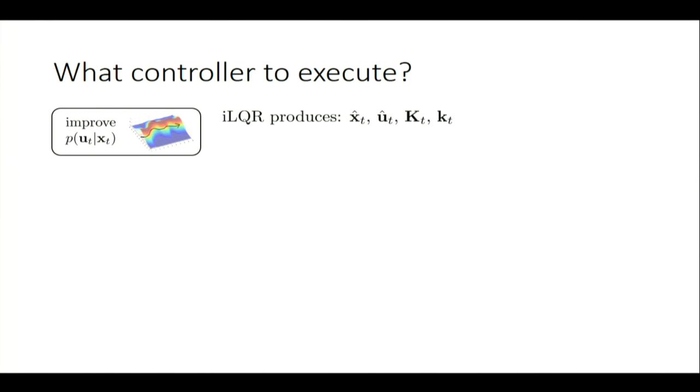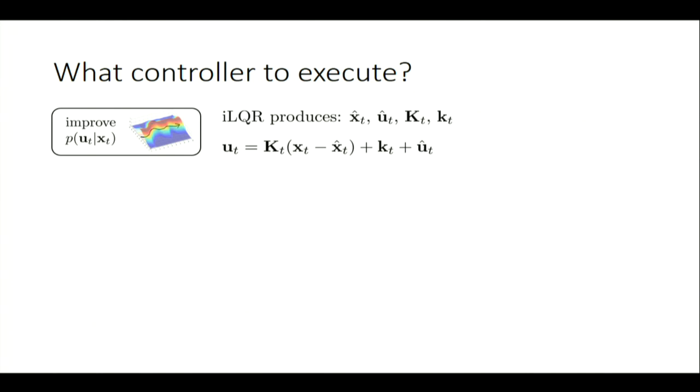Well, what if we're using iterative LQR to plan our trajectory? Iterative LQR gives us the following things. It gives us the x hat and u hat, so that's the actual trajectory that we've planned. U's are the actions, x's are the states. And it also gives us these feedback controller parameters.